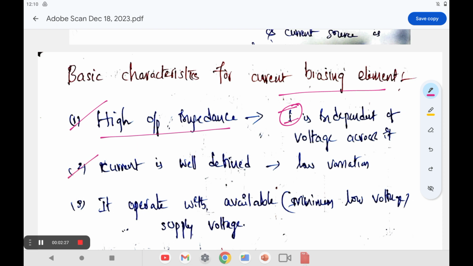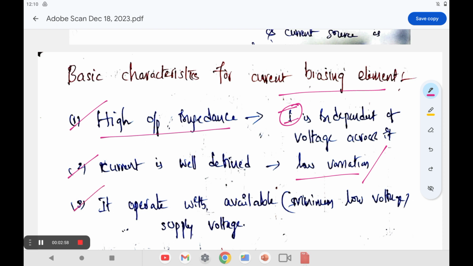The second characteristic of the biasing element is that the current is well defined. That means the current cannot vary with variations; it has very low variation, sometimes called uncertainty. A very small change in the current is negligible, which means the current is simply very constant.